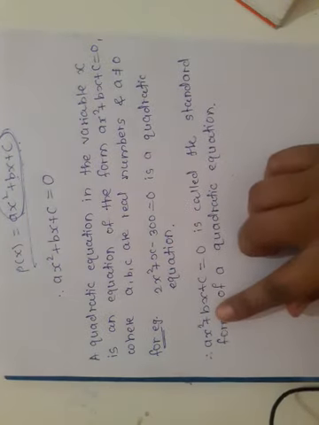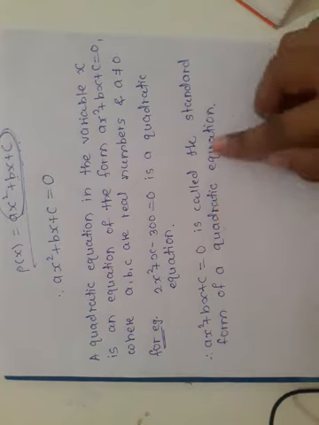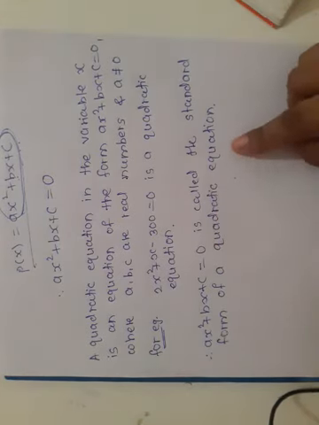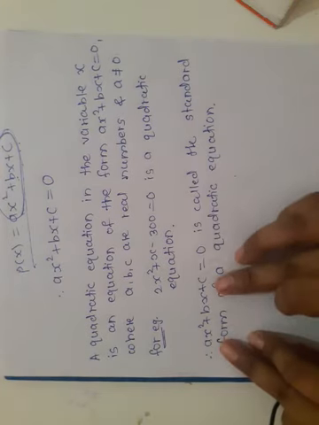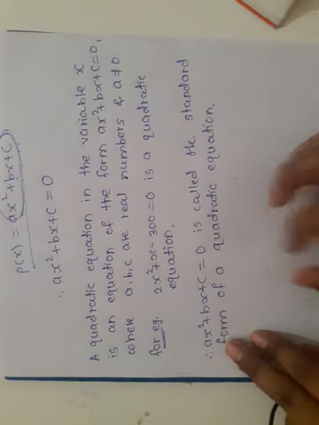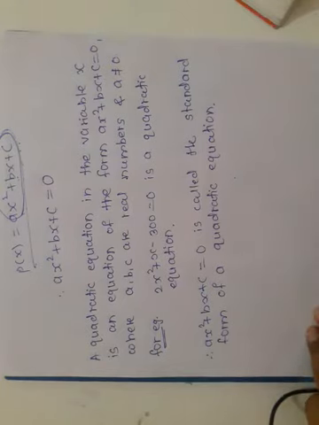So ax square plus bx plus c is equal to 0 is called the standard form of a quadratic equation. This is our standard form of a quadratic equation, ax square plus bx plus c is equal to 0. Remember all these things.